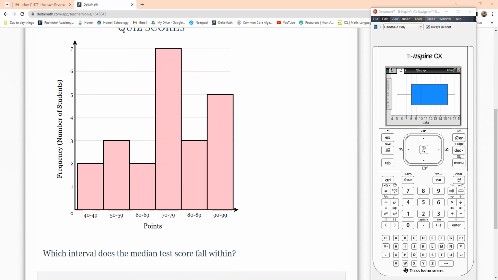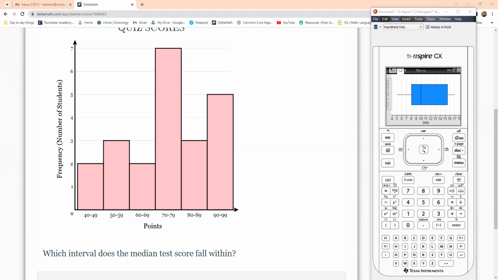Now, this has 2 students. This has 3 students. So this one has 2 students. This one has 7 students. This one has 3 students. This one has 5 students. So if I add all of these up, this is 5, 7, 14, 17, 22. So there were 22 total students. So if I add 22 plus 1, that's going to be 23. And then if I divide by 2, that's going to be 11.5. So basically, my answer is going to be 11.5.